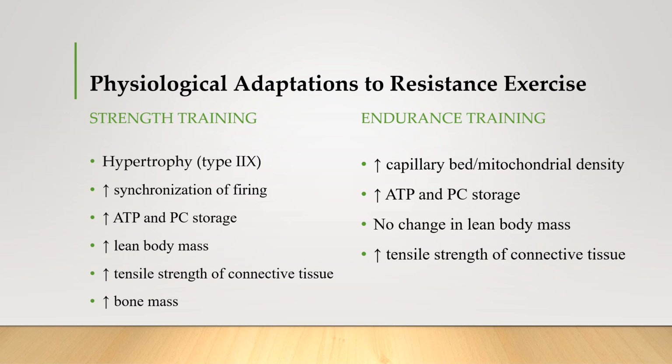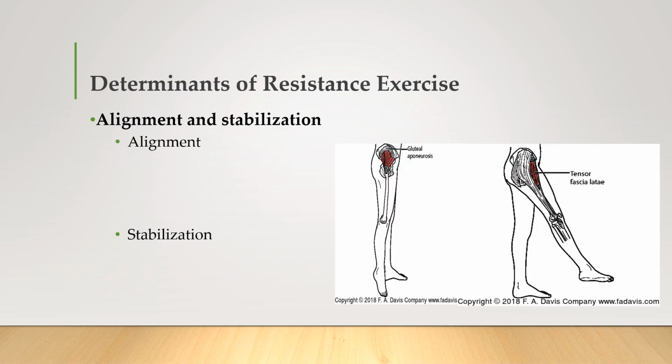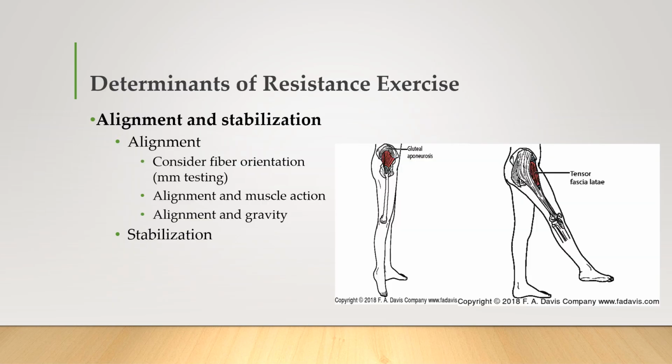Okay, and here's some of the physiological adaptations to resistance training. I'm going to kind of skip past these ones here, but you can read through those. Again, things that we all kind of know and we've talked a little bit about already. Some things that are really important whenever you start to really structure and assess your patients with these strengthening programs would be alignment and stabilization.